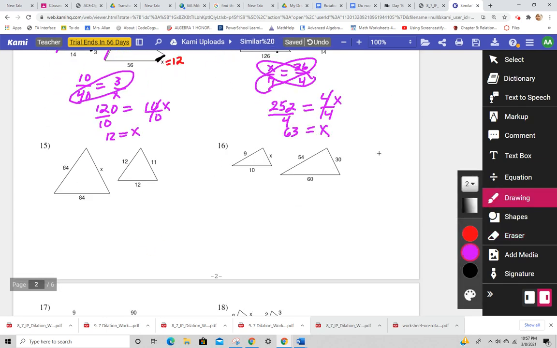All right, number 15. Notice how these two sides are equal. These two sides are equal. So this side corresponds with this side, and this side corresponds with this side. Okay, so we can do 84 over 12 is equal to x over 11.